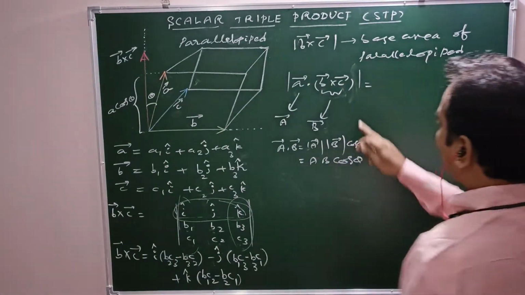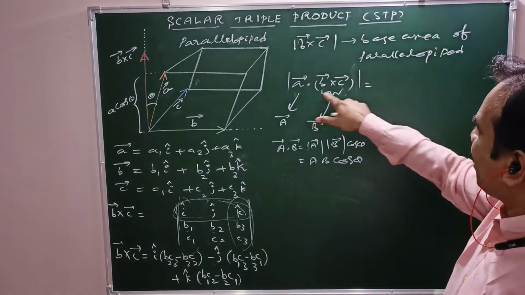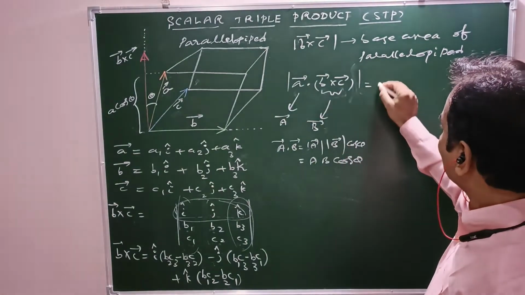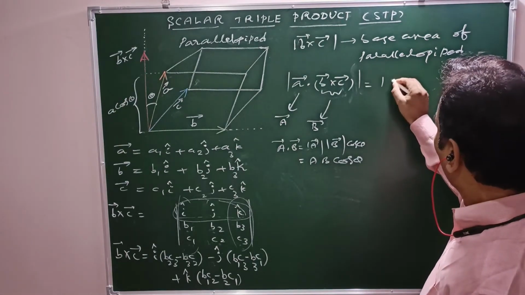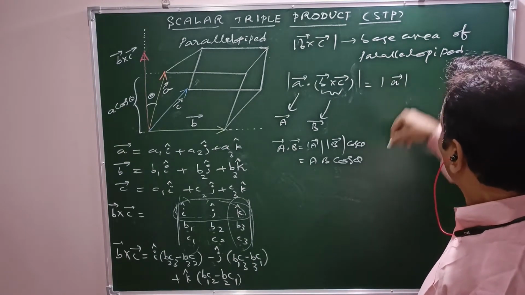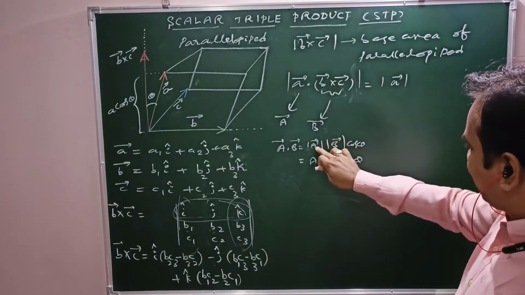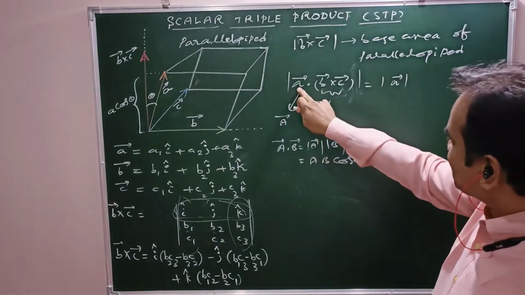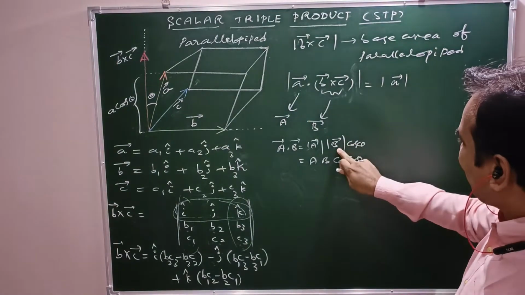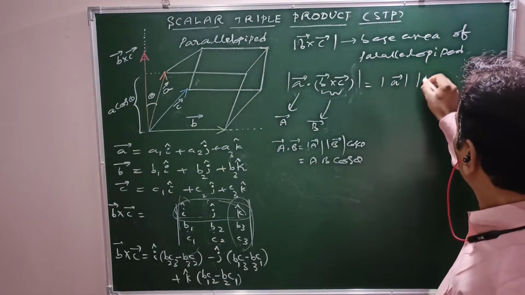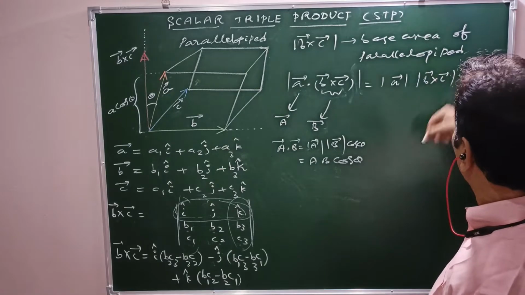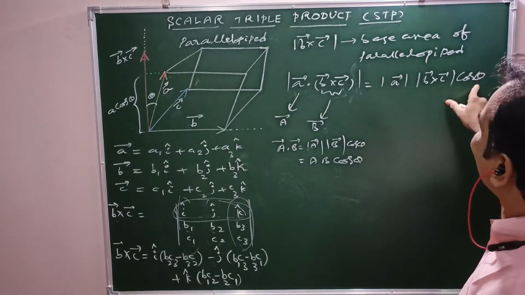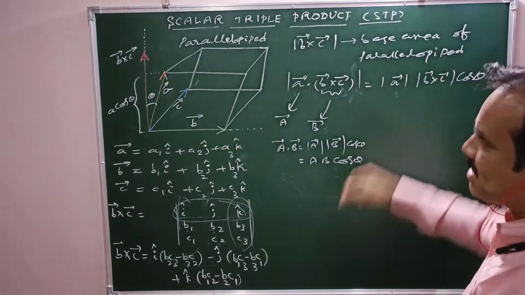That is A bar dot B bar cross C bar, in the sense, mod A bar means mod small a bar. Again, mod B bar cross C bar into cos theta. Here what is theta? Theta is the angle between A bar and B bar cross C bar.